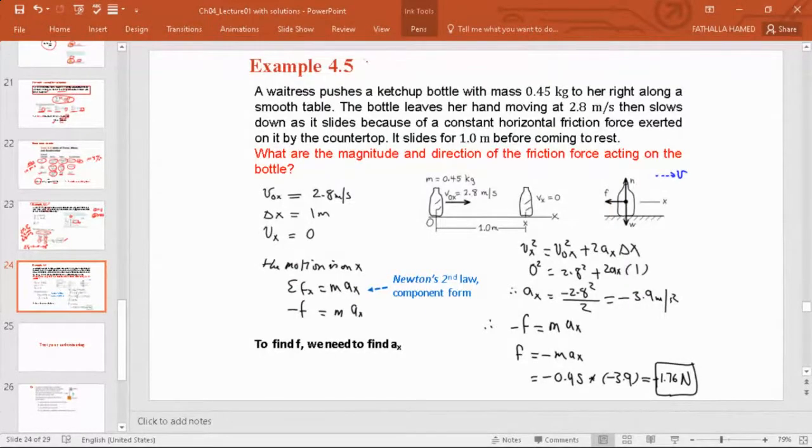Another example here. A waitress pushes a ketchup bottle with mass 0.4 kilogram to her right along a smooth table. The bottle leaves her hand, moving at 2.8 meters per second. Then it slows down and slides because of a constant horizontal friction force exerted on it by the countertop. It slides for 1 meter before coming to rest. What are the magnitude and direction of the friction force acting on the bottle?